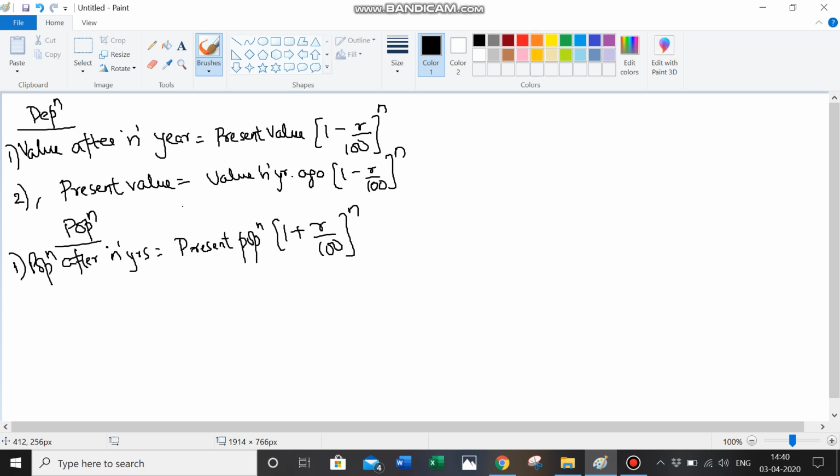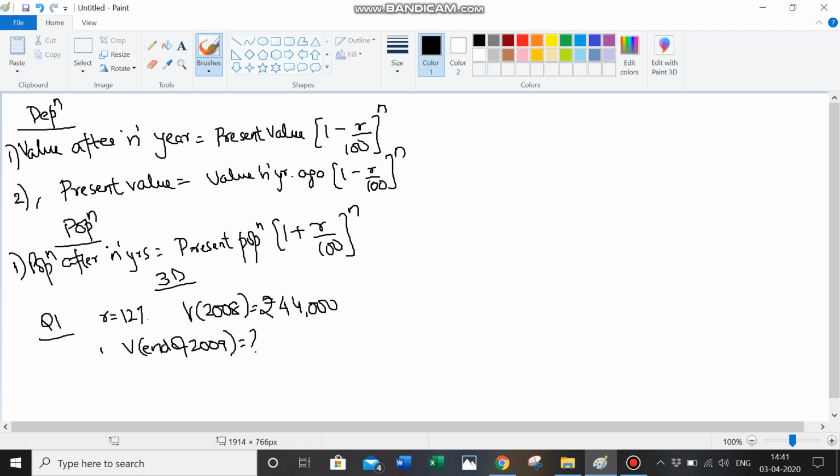Now let's look at solving some questions. I'm on exercise 3D, question number 1. The cost of a machine is supposed to depreciate each year by 12% at the beginning of the year. So R is given equal to 12%. If the machine is valued at rupees 44,000 at the beginning of 2008, so value of 2008 is equal to rupees 44,000, we need to find the value at the end of 2009. That's my first part, correct?